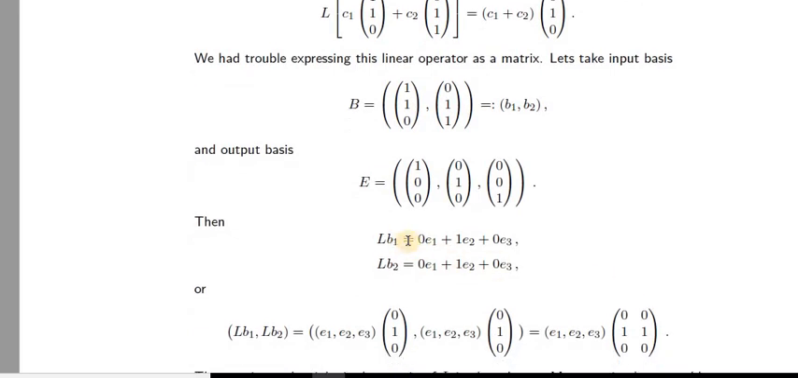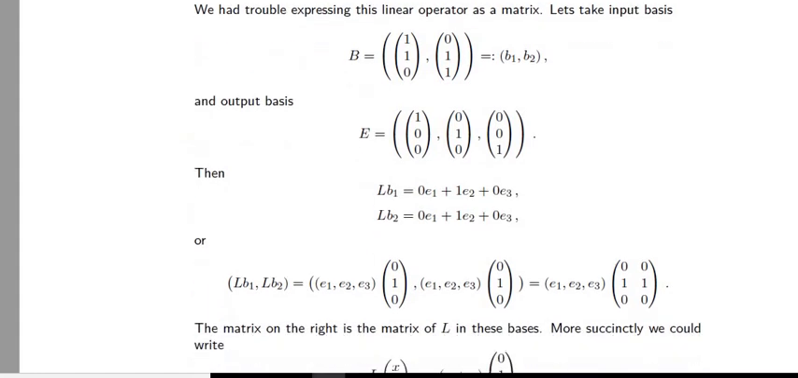Now L(b1) is just 0e1 plus 1e2 plus 0e3. That expresses that the transform of b1 is the column vector (0, 1, 0). And similarly for L(b2). All right, so if we write L(b1) next to L(b2), we get these two vectors here. And we group the two column vectors together, and we write them next to each other, so we get this matrix here.